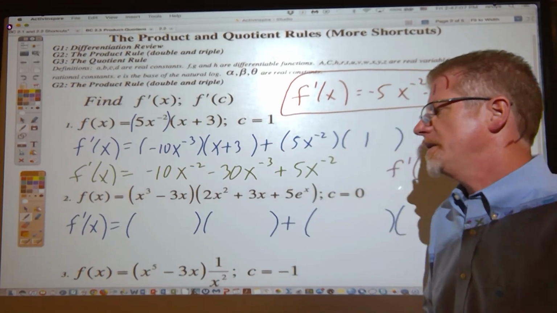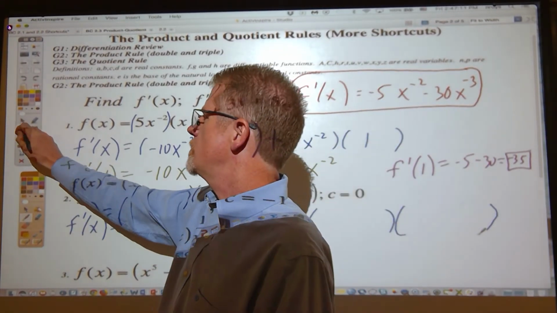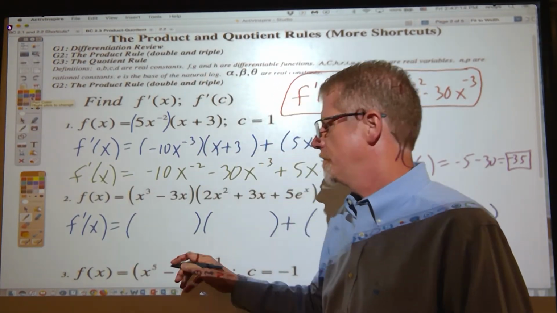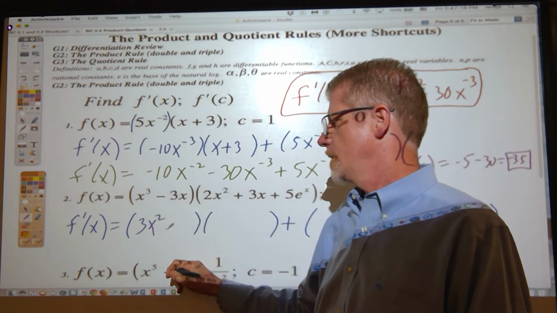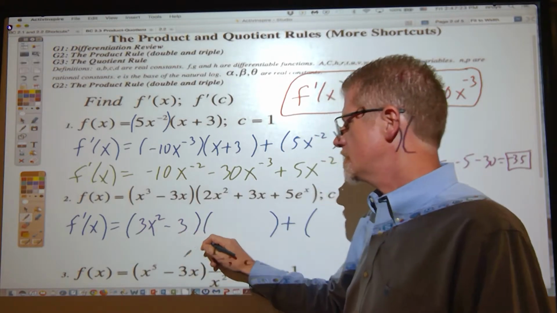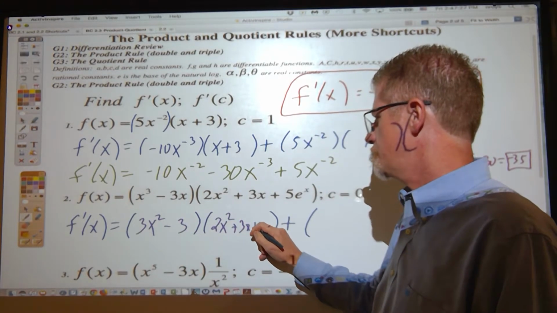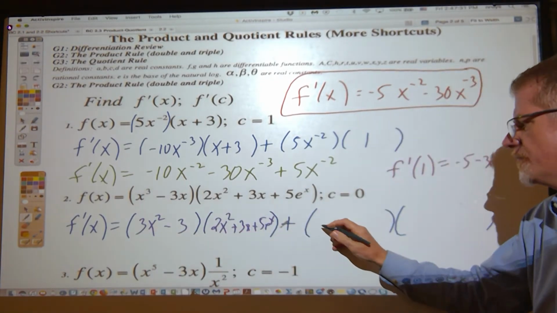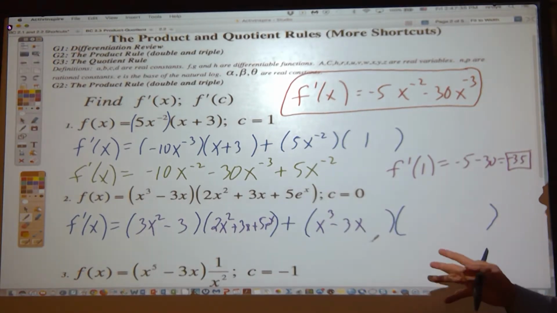Welcome back. All right, so would you help me out? What goes in this first expression? Paul, go ahead. 3x squared. There's a little bit more. Oh, minus 3. Derivative of the first. For the second, I just copy it down, 2x squared plus 3x plus 5 e to the x. So it's derivative of the first times the second plus first, just copy it down, x cubed minus 3x, times the derivative of the second.